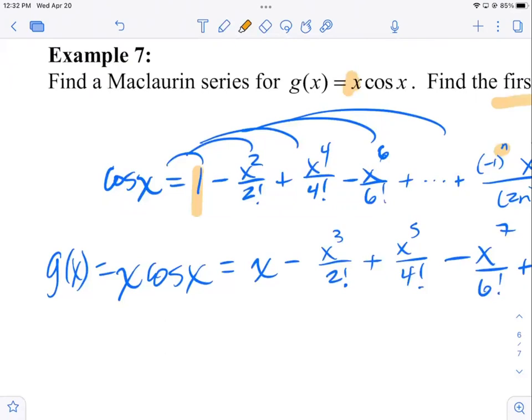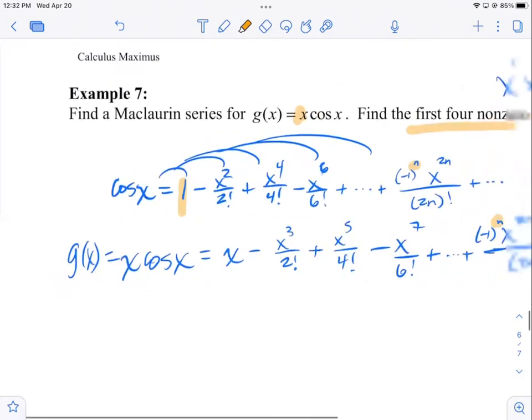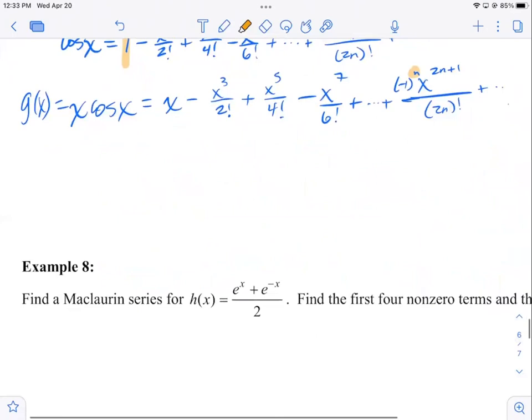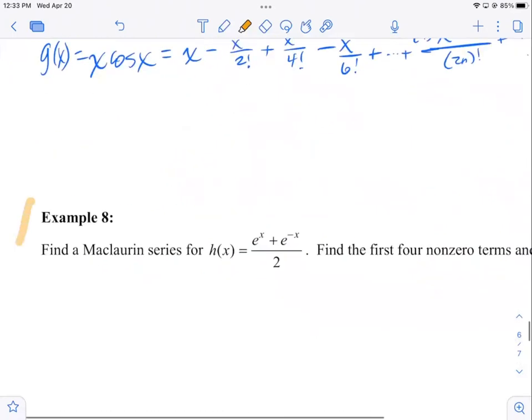No. If it asks for the interval, yeah. This one is x times cosine, so it should be all real numbers. But this one it's not purely a cosine function, so you would have to actually prove it. But it should be all real numbers again, because x is also continuous everywhere, so it doesn't affect it that much. All right, number 8 is an interesting one.